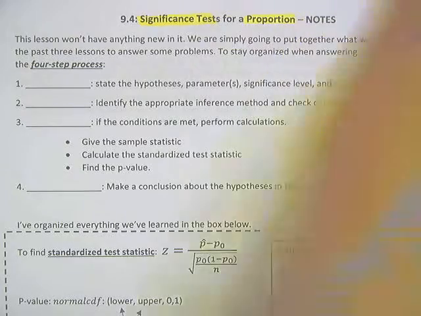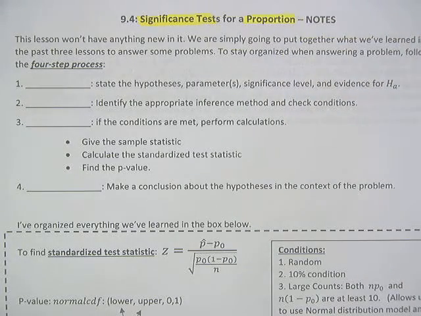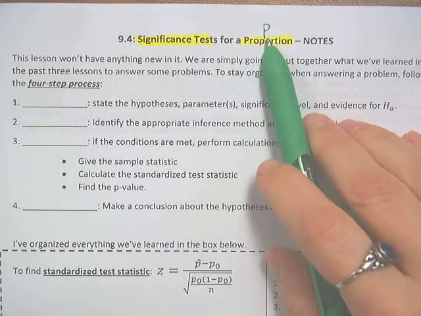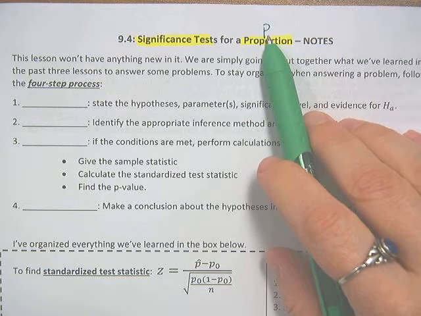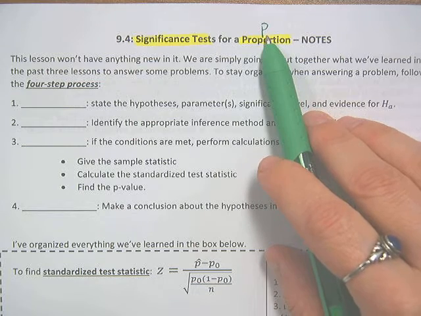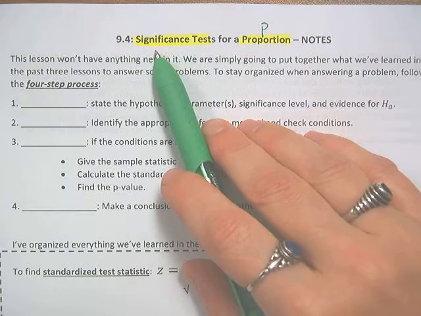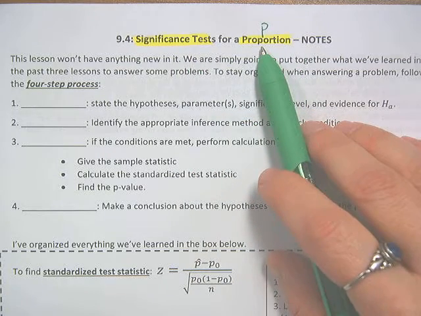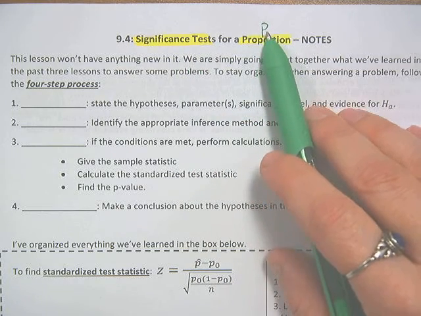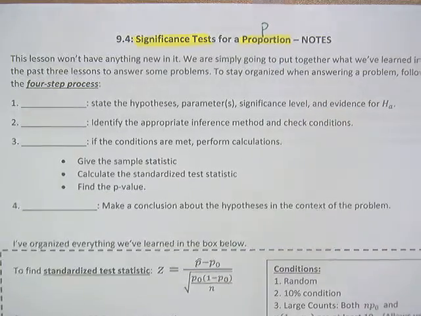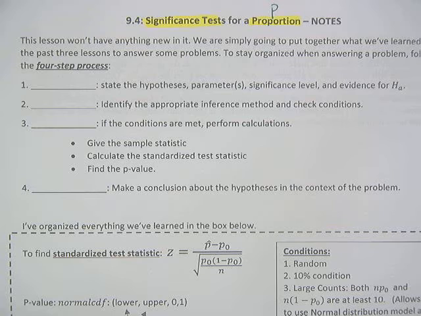Now, today, just like last time, is specifically about population proportions, meaning you will have a P in your hypotheses. The next time I see you, the very last lesson of the year, 9.5, is going to be styled just like this, but instead of proportions, it will be about means. So instead of a P, you'll have a mu in your hypotheses, but we'll get to that next time. So we're going to do what's called a four-step process.